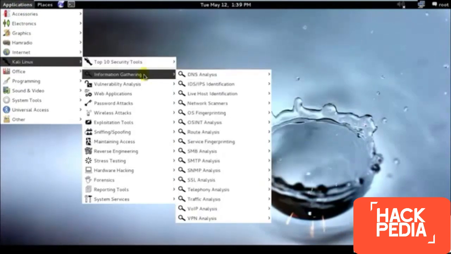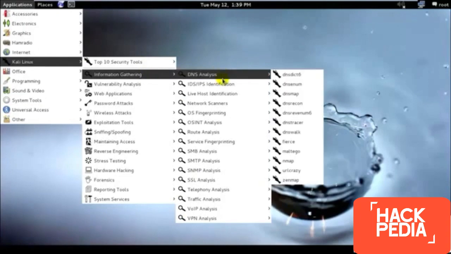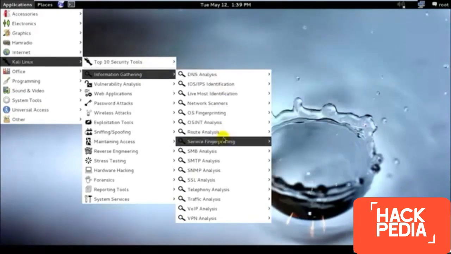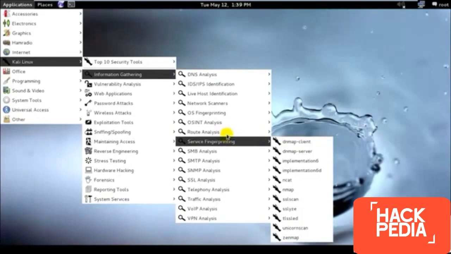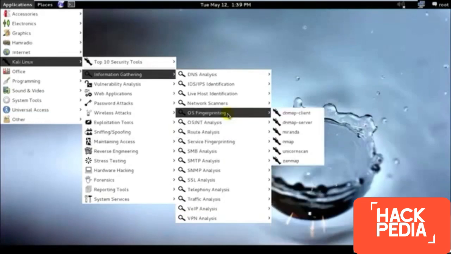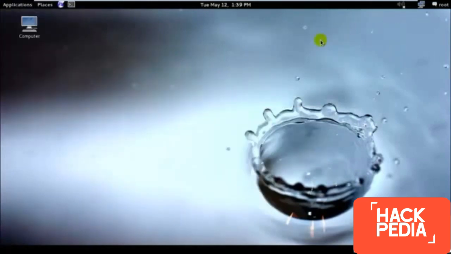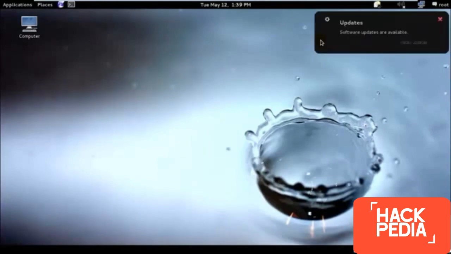As you can see, these information gathering tools are also known as Footprinting tools, and we have loads of things over here: service fingerprinting, routing analysis, OS fingerprinting to gather information about a related OS, and loads of other stuff. So let's first know what exactly the Footprinting terminology is and what all is included in that. Footprinting is just that we need to gather information about specific people.